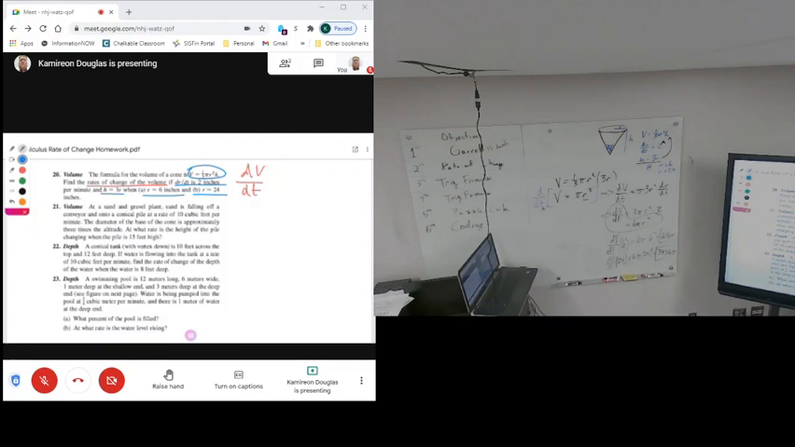So, 22. A conical tank with vertex down is 10 feet across the top and 12 feet deep. If water is flowing into the tank at a rate of 10 cubic feet per minute, find the rate of change of the depth of the water when the water is 8 feet deep. Let's talk 22.